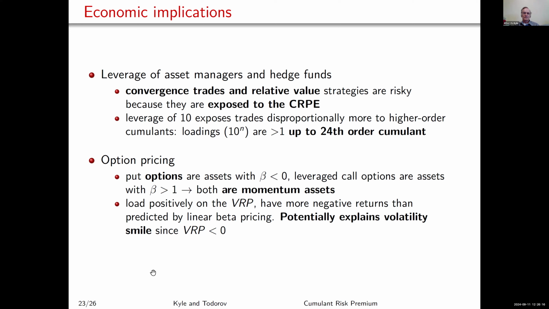So put options and call options, they're all momentum assets, meaning the replicating strategy is buy when prices go up and sell when prices go down. They load positively on the variance risk premium, and they tend to have more negative returns than predicted by linear beta pricing. So we think that if you want to understand the smile, the volatility smile that you see in options prices, the fact that the variance risk premium is negative probably explains part of it, but we think that the higher order cumulants might show up to some extent there as well.